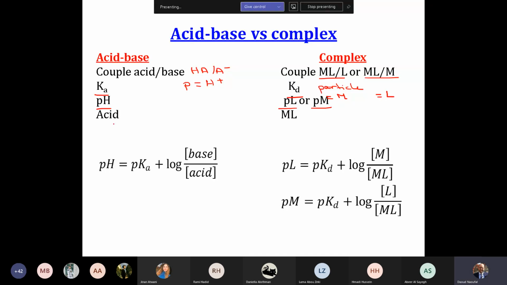The acid is the donor. ML is the donor: ML is donor of M, or ML is donor of L. The base is the acceptor. The acceptor is M, acceptor of L, or L is acceptor of M. For the Henderson formula, we have one formula in acid-base, pH equals pKa plus log base over acid. In the complex, we have two formulas, PL equals PKd plus log M divided by ML, or PM equals PKd plus log L divided by ML.